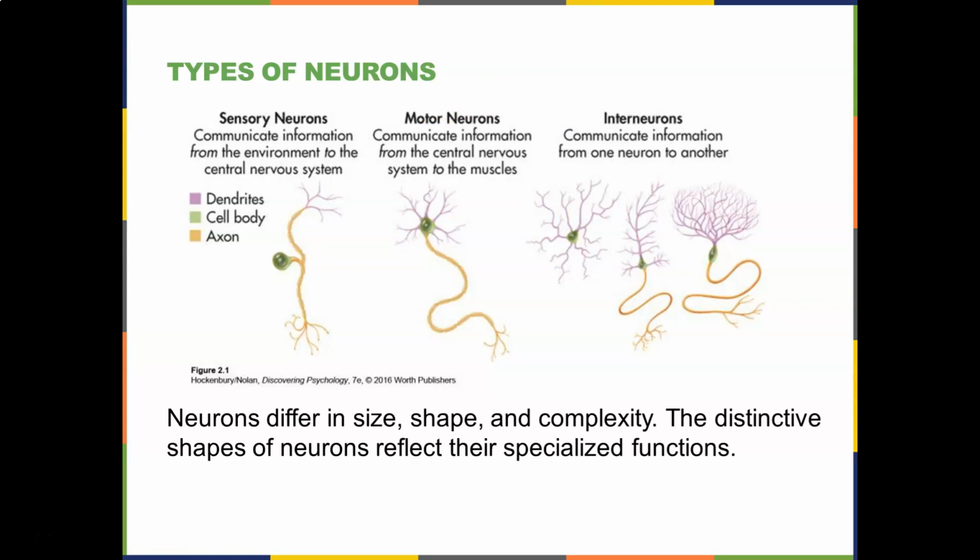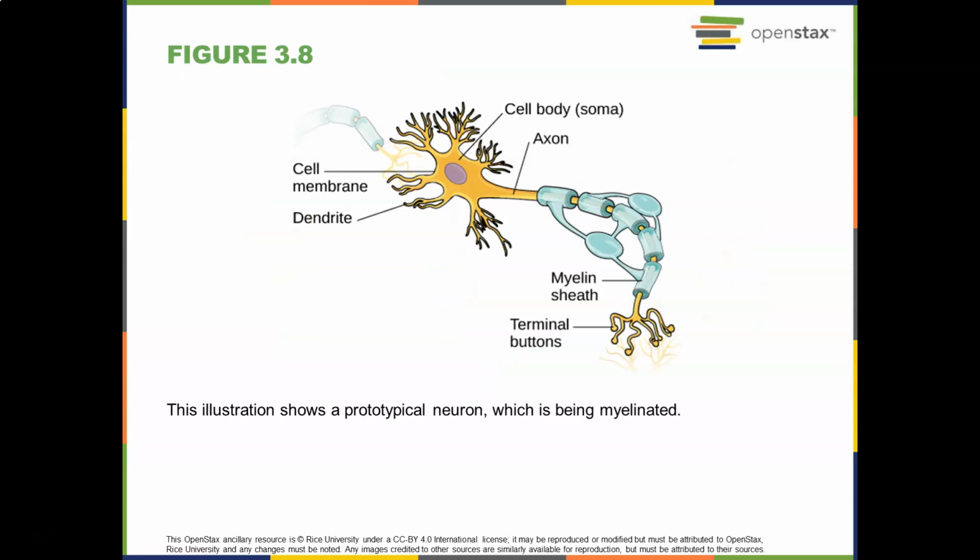And interneurons are important because they communicate information from one neuron to another neuron. So what's important is to understand that part of the word, inter, within neurons, that communicates from one neuron to another. And all neurons differ in size, shape, and complexity. Okay, and they have different functions obviously. So let's move on.